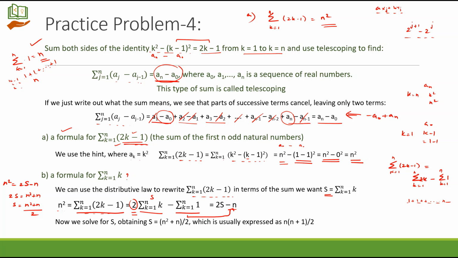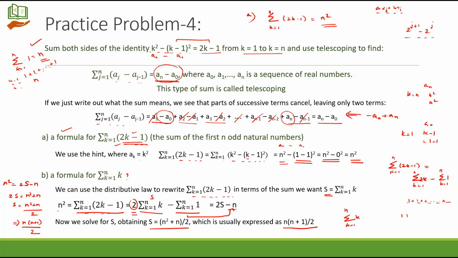Now what is n square plus n? This can be written as n into n plus 1 by 2. When we solve for s, we obtain s is equal to n square plus n by 2, which is actually expressed as n into n plus 1 by 2. What is the summation of k is equal to 1 to n with k?